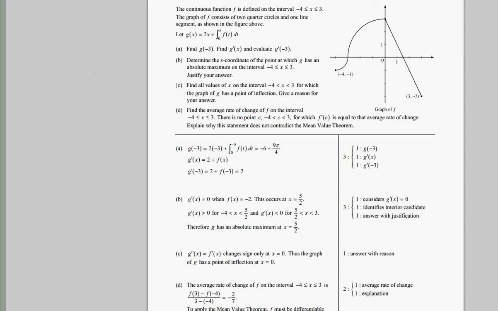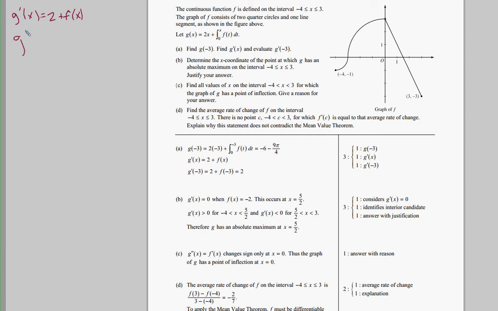Okay. Let's go to part C. Find all values of x on the interval from -4 to 3 where the graph of g has a point of inflection. Well, you know what? G prime was 2 plus f of x, correct?